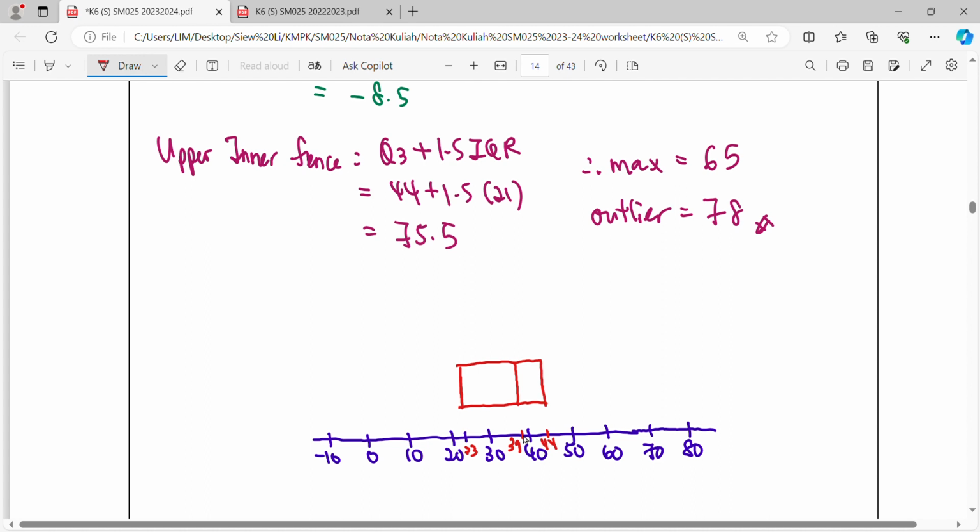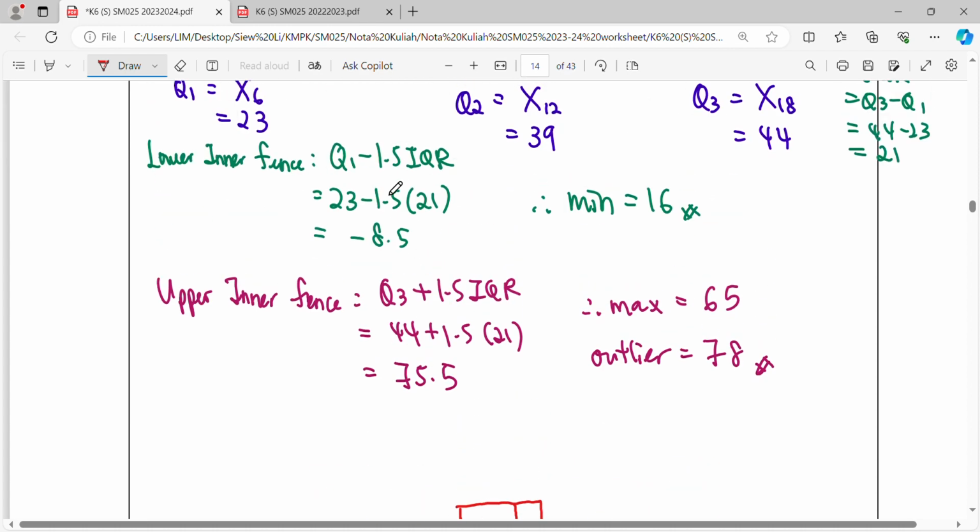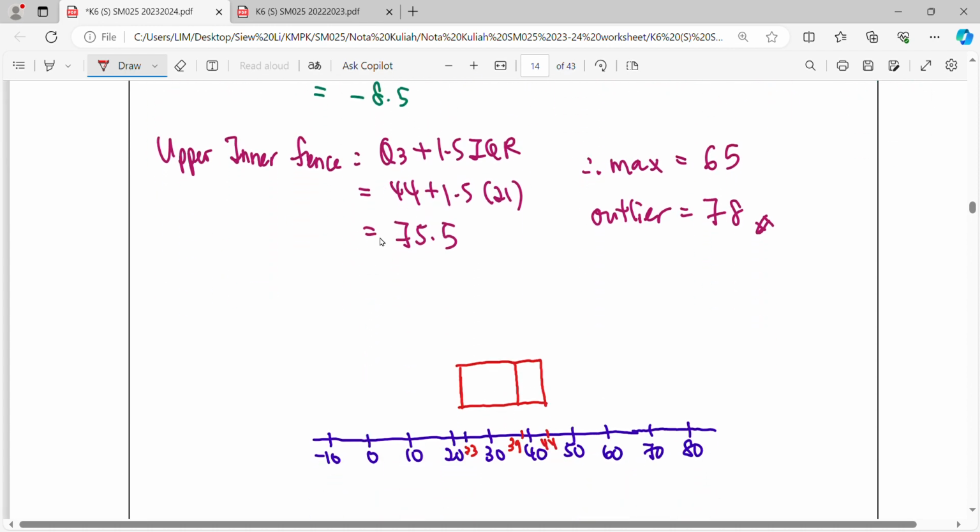So after getting the box, we draw the fence. Lower inner fence, negative 8.5, so negative 1, negative 2, negative 3, negative 8, almost here, in dotted line. So we label the value negative 8.5. Upper inner fence, 75.5 here. Then we see minimum at 16. So 16 here, a dot for minimum as whisker.